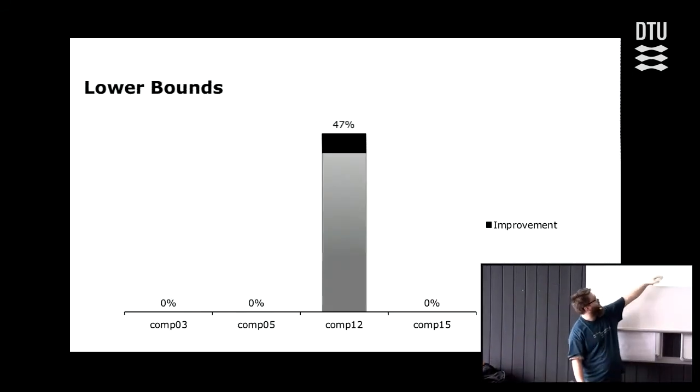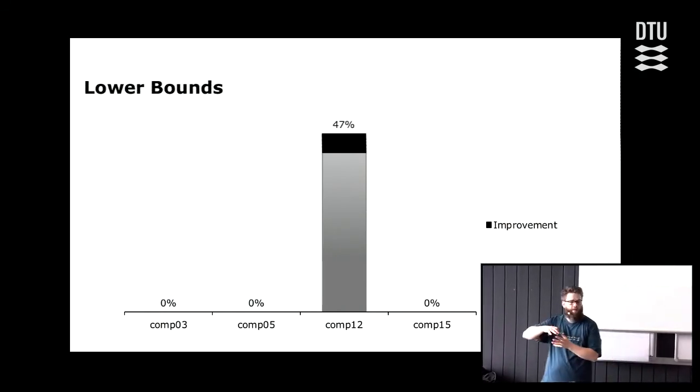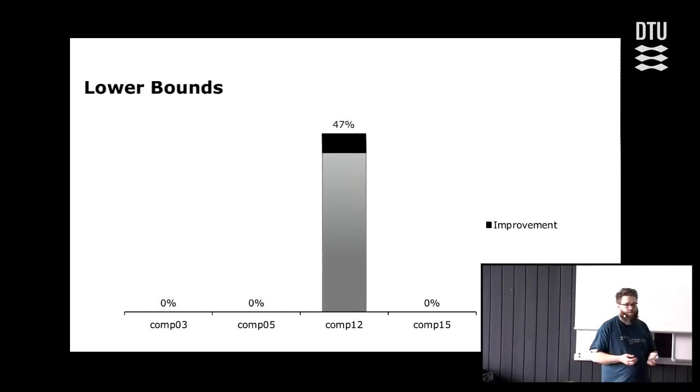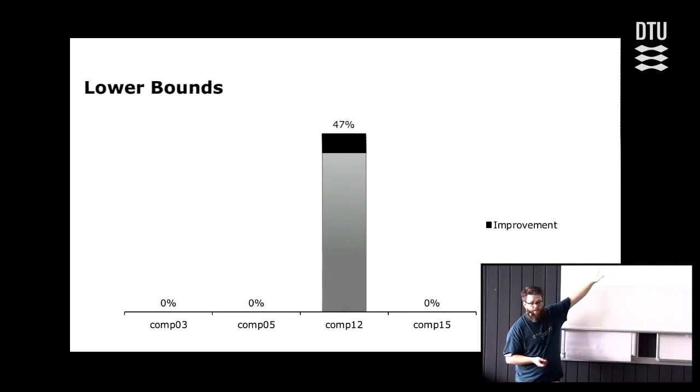We can see we move the lower bound from 42 to 47% for this one instance. But when we compared the method with just the flow formulations, we could see that it actually improved all, or most of, the lower bounds. It had a big improvement in terms of lower bounds.